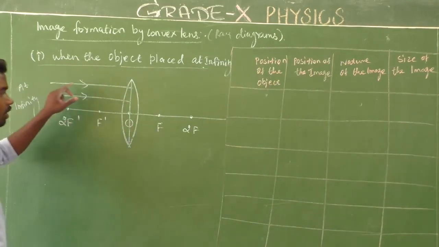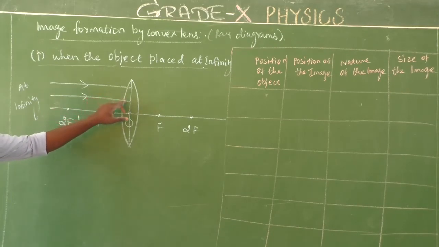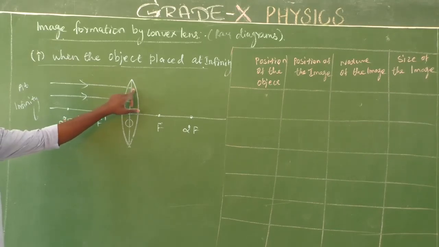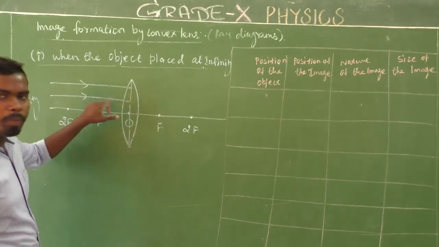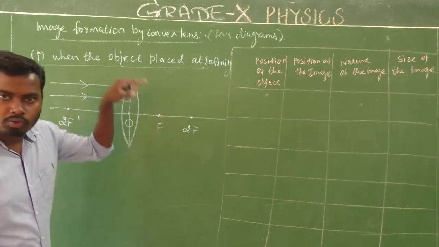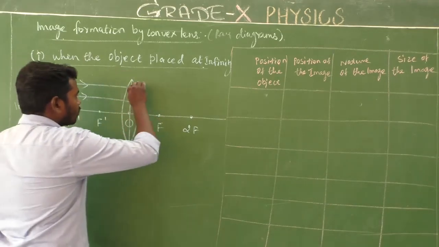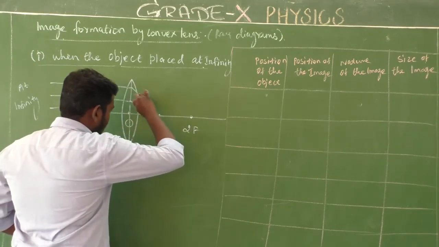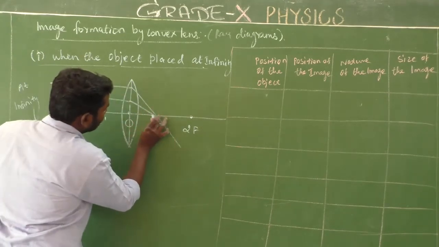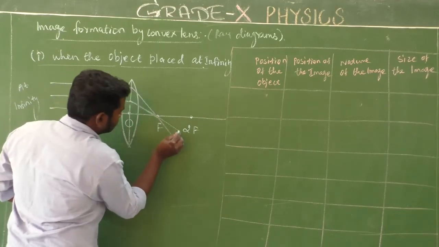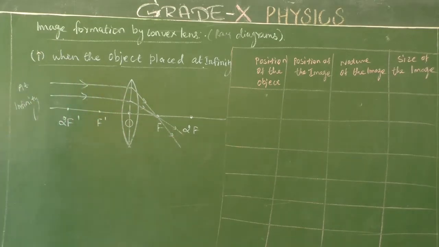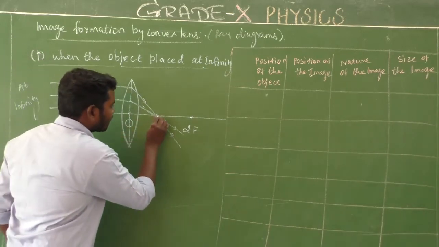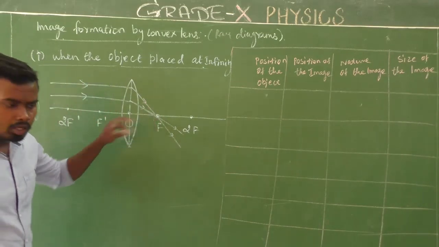Is it clear? Yes. Consider two rays of light. These two rays of light fall on the surface of the convex lens. Next, what happens? Here refraction takes place inside the convex lens. So after refraction, these two parallel light rays pass through its focus on the other side. This is the focus. Am I right? Yes. Look at here. Two light rays pass through its focus on the other side.